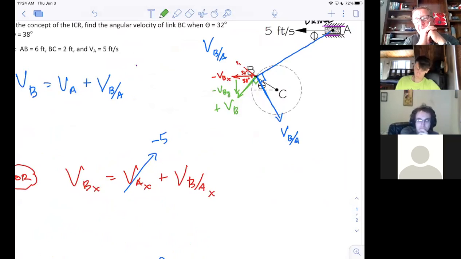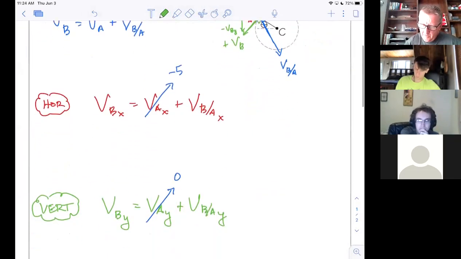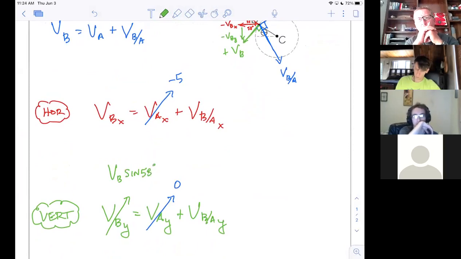And I can know those based on the velocity of B. Now here's the cool trick to this, because you don't actually know anything here. But the velocity of By would be the same as the velocity of B, but modified by the sine of 58 degrees. Now again, in my case, I have to look at the drawing and go, that's negative. I've got to throw a negative sign in there.